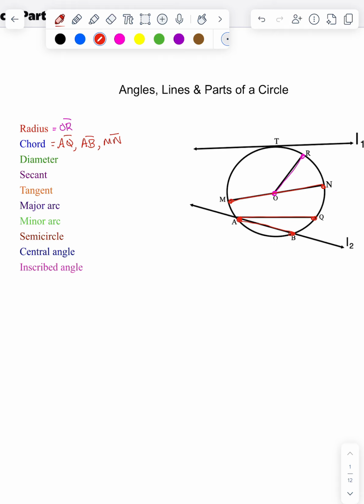MN is not only a chord, but it's a special kind of chord that passes through the center of the circle, known as a diameter. A diameter is double the radius because a radius is halfway across the circle, whereas a diameter is the full way across the circle. A secant line to a circle is a line that intersects the circle at 2 points.